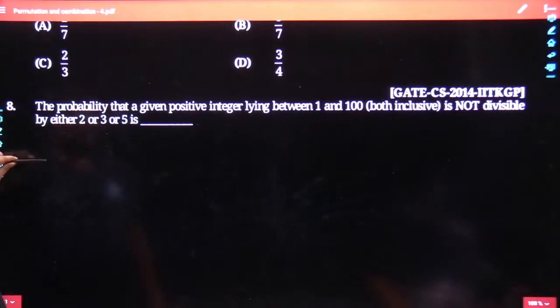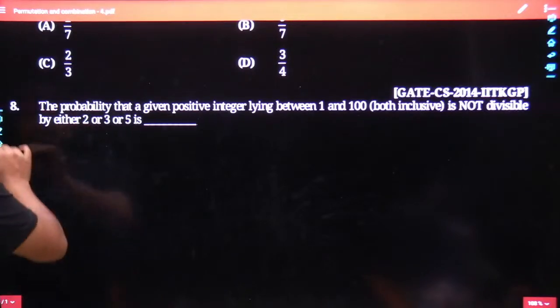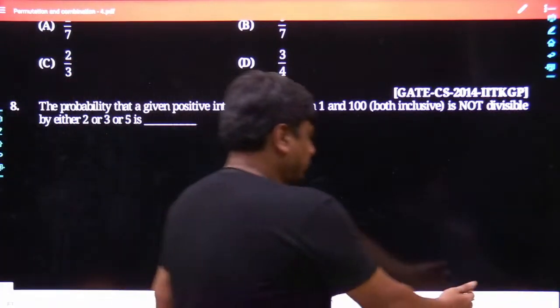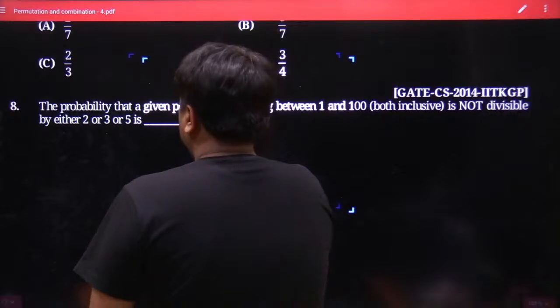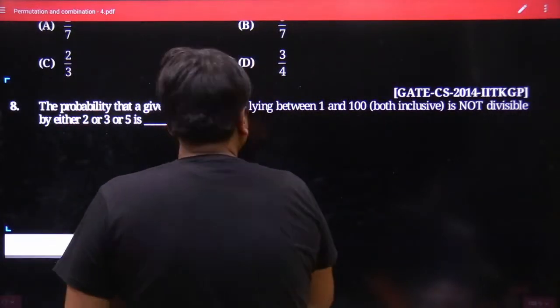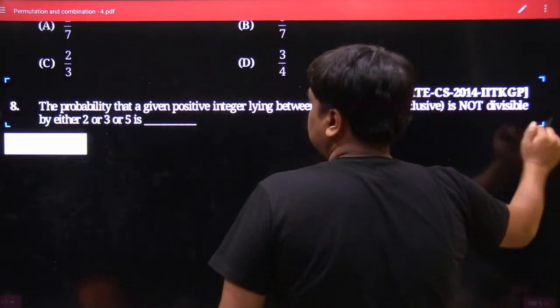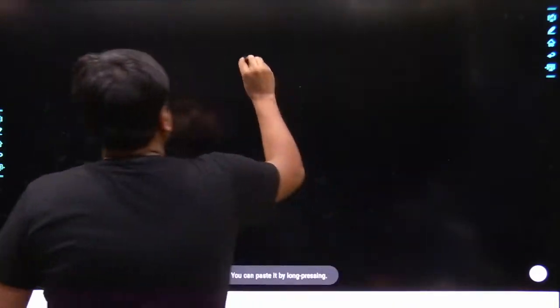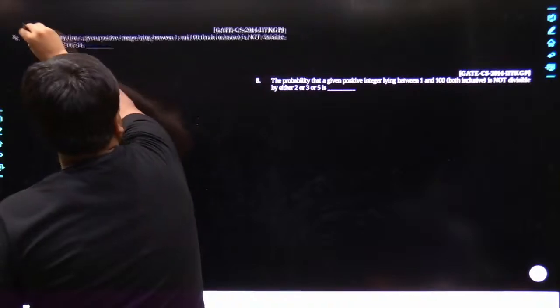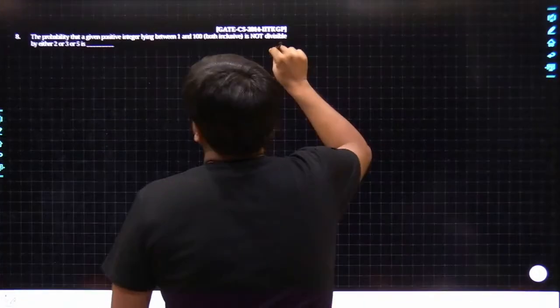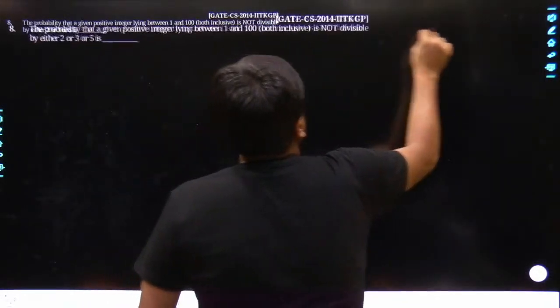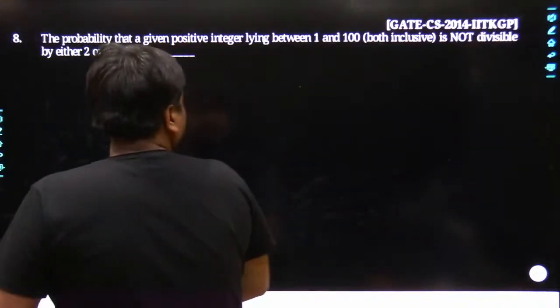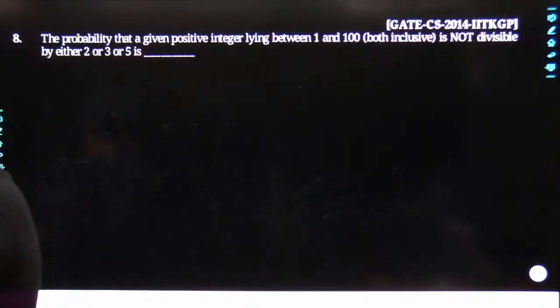In the same sequence, we are focusing on the last question of the day. This would be the last question of the day. Yes, this is question number 8. This problem appeared in GATE Computer Science of the year 2014.